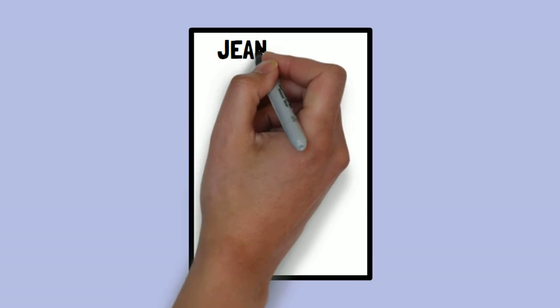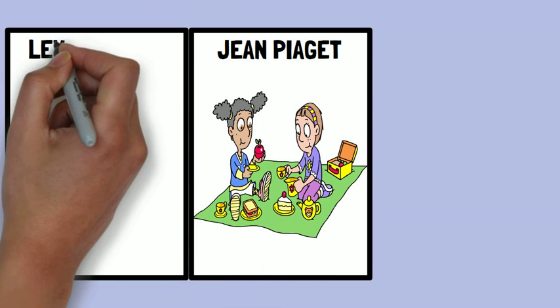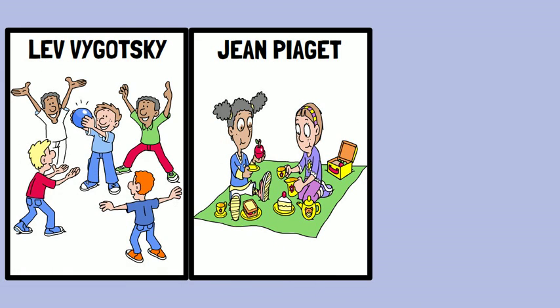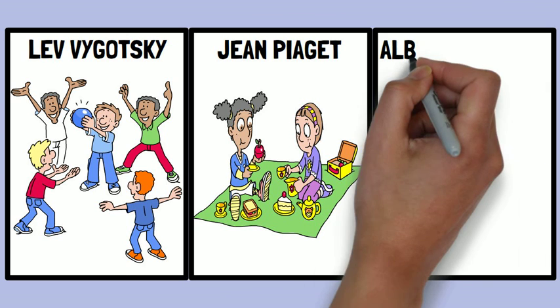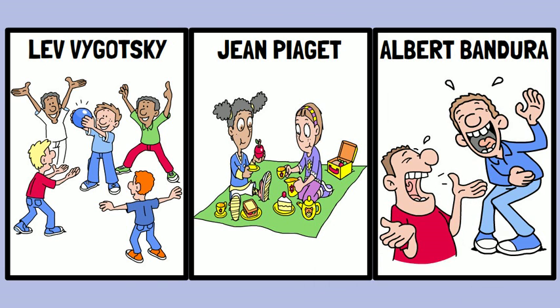Prominent figures of cognitive learning include Jean Piaget, who focused on cognitive development in children, and Lev Vygotsky, known for his sociocultural theory that emphasizes the role of social interaction in learning. Albert Bandura's social cognitive theory also plays a significant role in understanding cognitive learning.